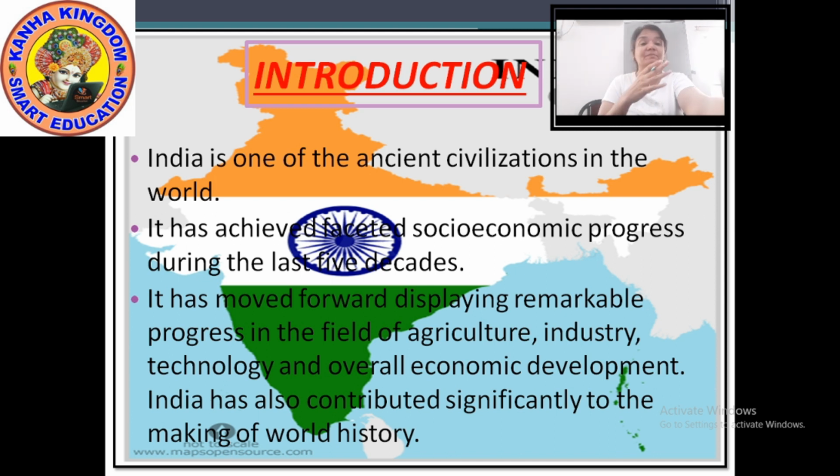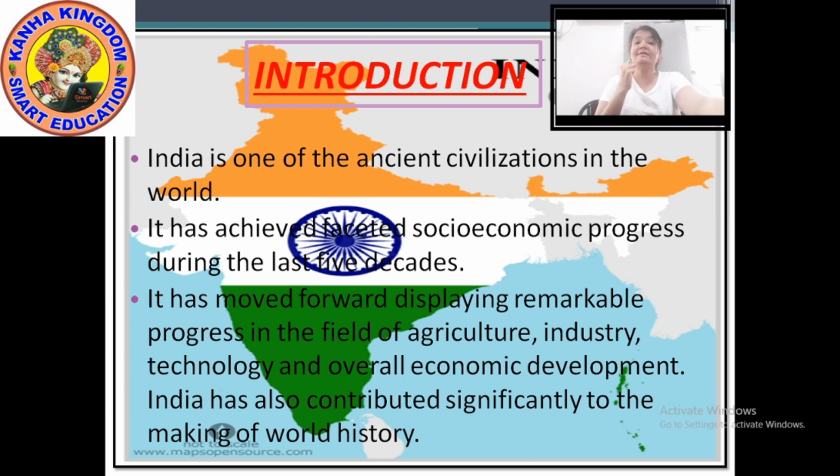India has progressed a lot in overall economic development, whatever economic development India has done in any field, right? India has also contributed significantly to making world history. India has created many world histories in different fields. Okay, so this is a short introduction about our country.